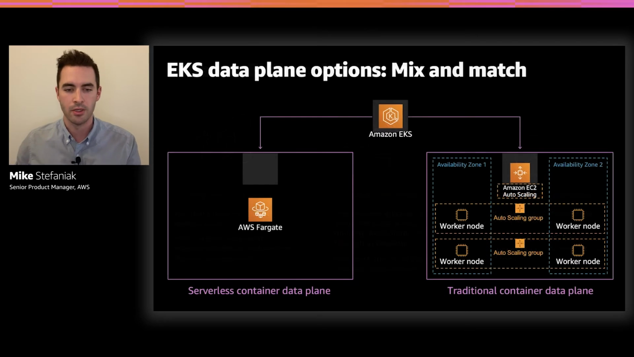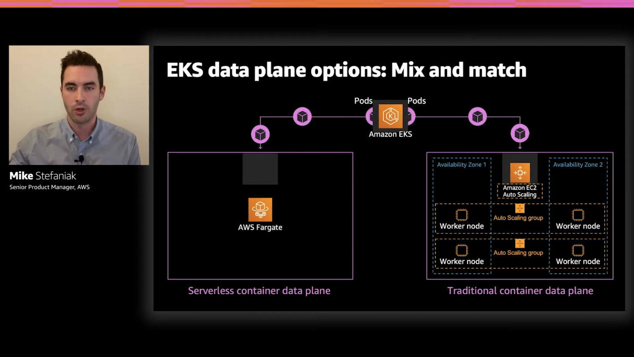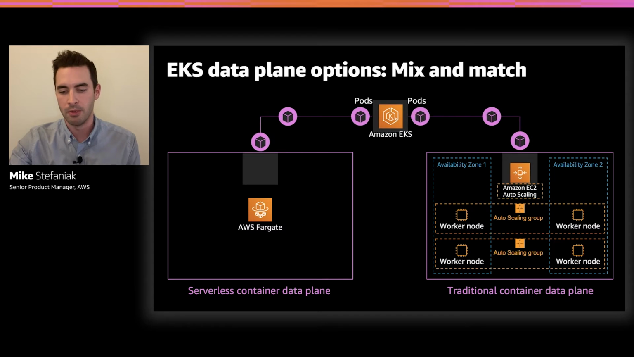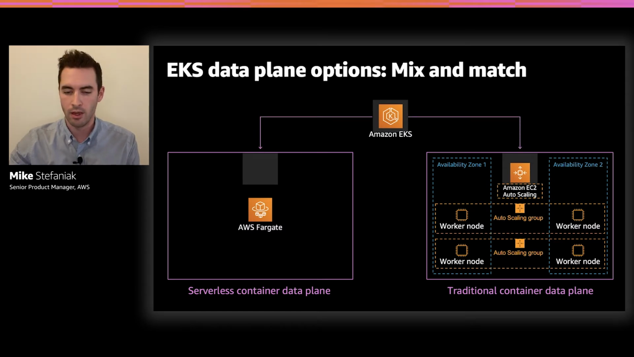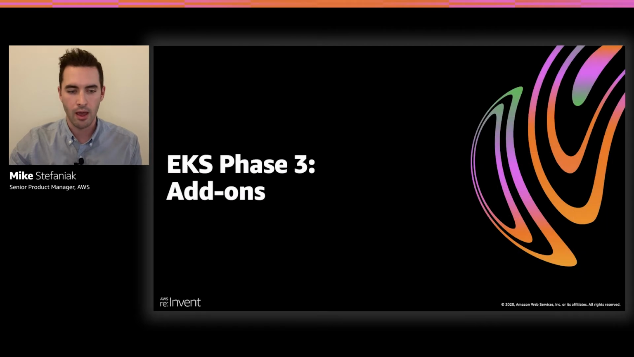And I think it's important to note that you can mix and match. Some workloads may make sense for running on Fargate. Other ones may make sense just running on EC2 instances. And you can mix and match within your cluster, and you run your workloads on the right managed data plane option that works for you. And that leads us to phase 3, which again was always part of the plan.